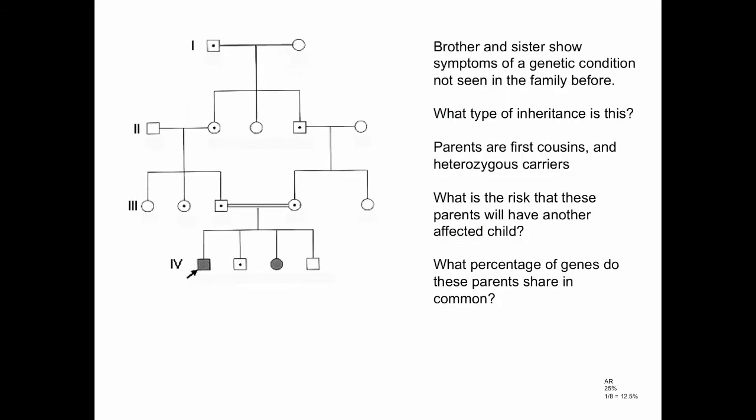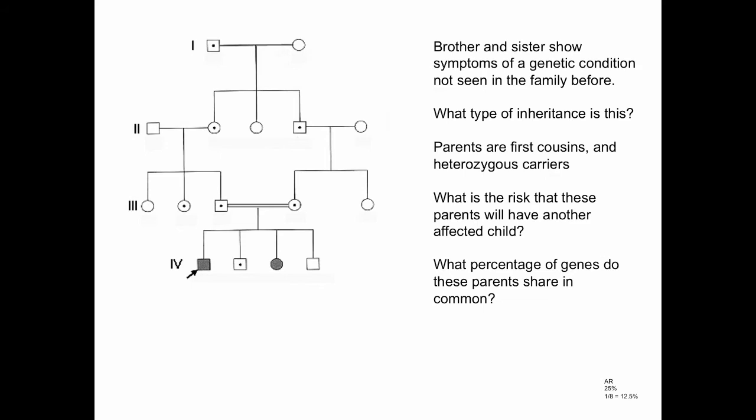Here's an example. A brother and a sister here show symptoms of a genetic condition that's not been seen in the family before. So what type of inheritance is this? Well, the first thing to note is consanguinity in a relationship. And consanguinity in a relationship, if you've never seen the disease before, suggests there may be an autosomal recessive mutation in the family. I've purposely pointed out that these individuals are carriers. So again, it makes the point that there's an autosomal recessive condition in the family.